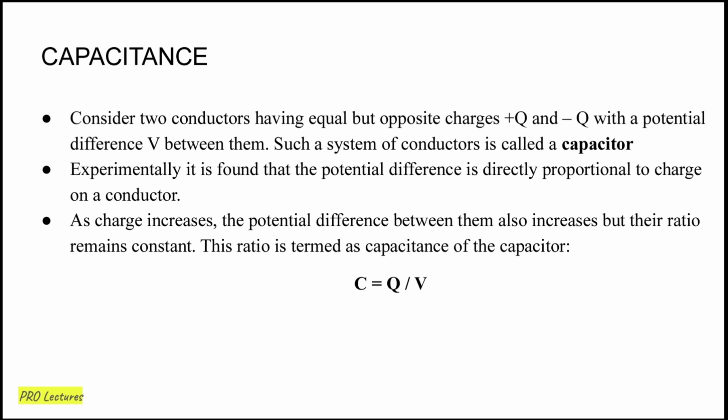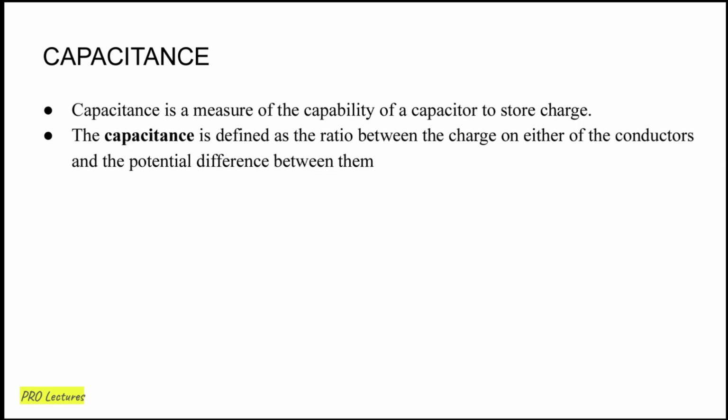However, the ratio of charge to potential difference remains constant. C is equal to Q by V. This is the ratio known as capacitance. Capacitance is a measure of a capacitor's ability to store charge. It's defined as the ratio between the charge on either of the conductors and the potential difference between them.